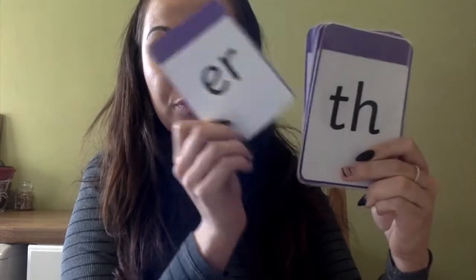Now we're going to revisit all of our digraphs. Digraphs are two letters that make one sound. Sh. Qu. Ch. Ow. Z. Oi. Ah. This sound makes two different sounds.